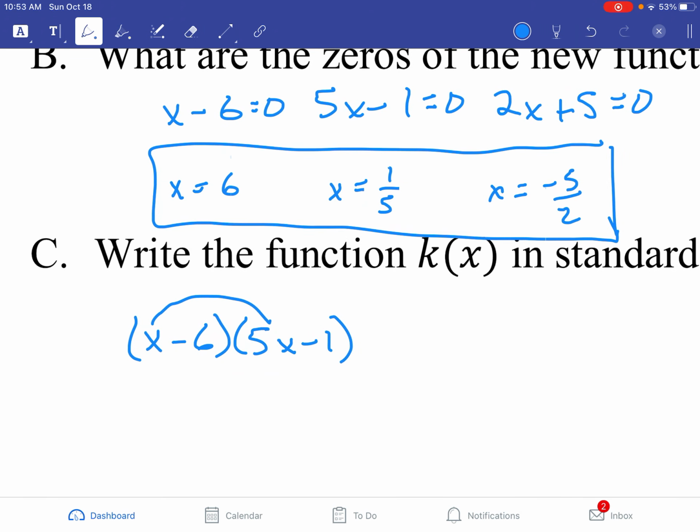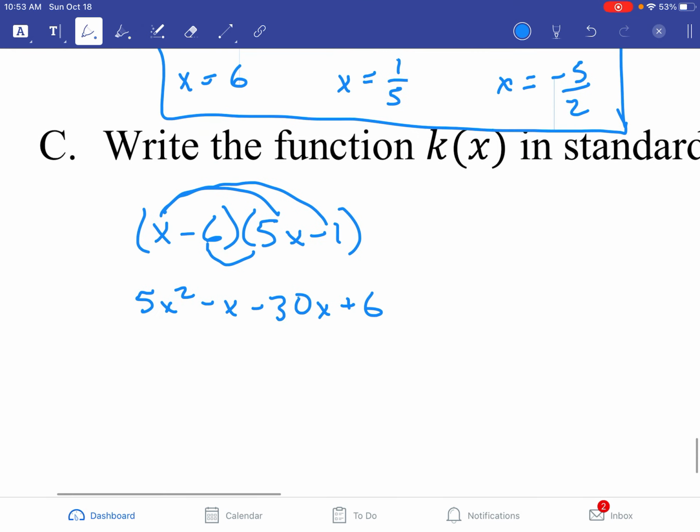So here we have x times 5x, which is 5x squared. X times negative 1, which is negative x. Negative 6 times 5, which is negative 30x. And negative 6 times negative 1, which is positive 6. We combine our like terms.